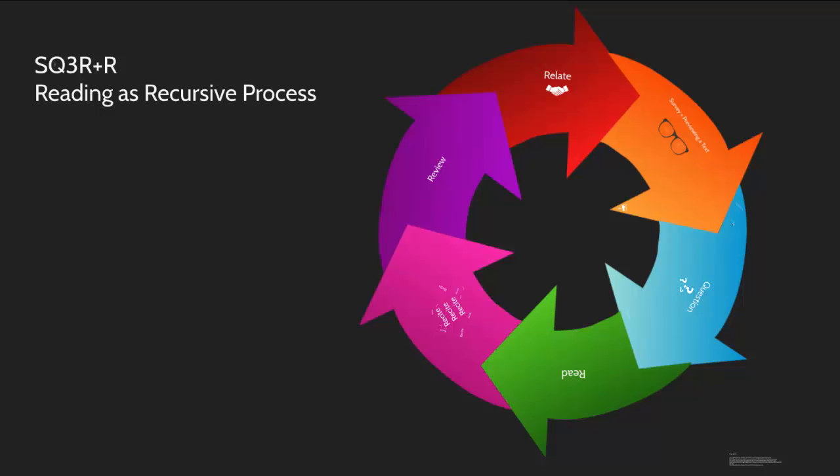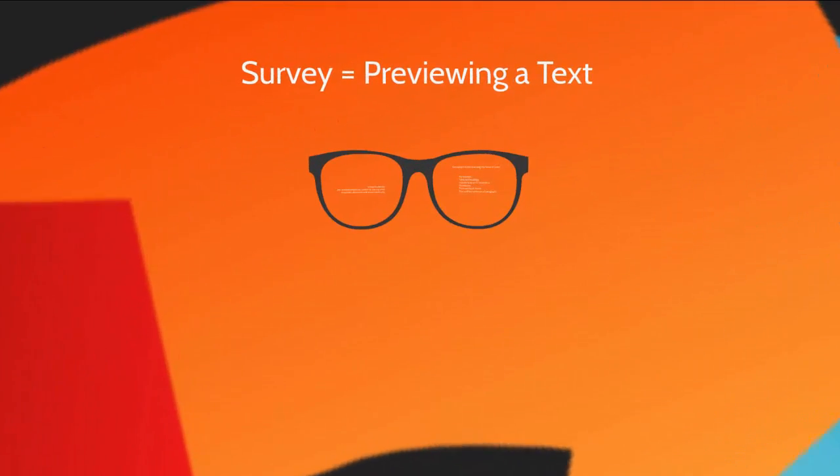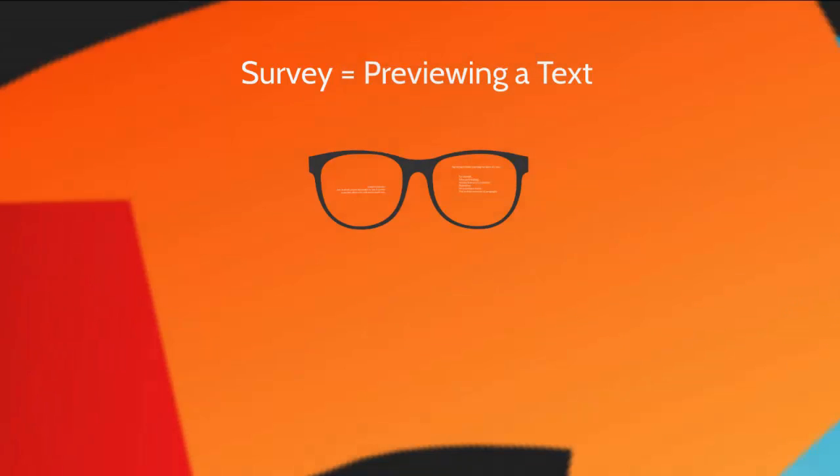While the process is recursive, which means it can be applied repeatedly and recurs, a good place to start is with survey. The word survey means to take a comprehensive or detailed view, to inspect, or to examine. It's where we get the word surveillance, but no matter how you look at it, surveying is a means of collecting information, and that's exactly what surveying in the recursive reading process means.